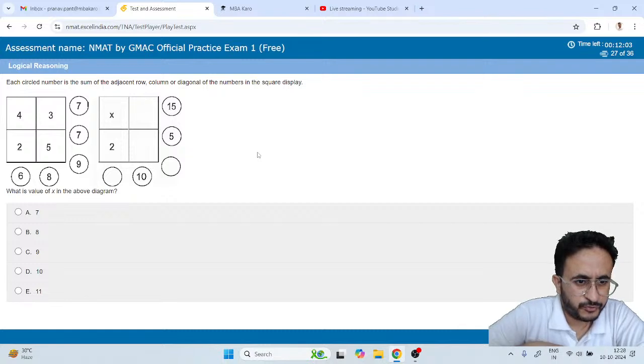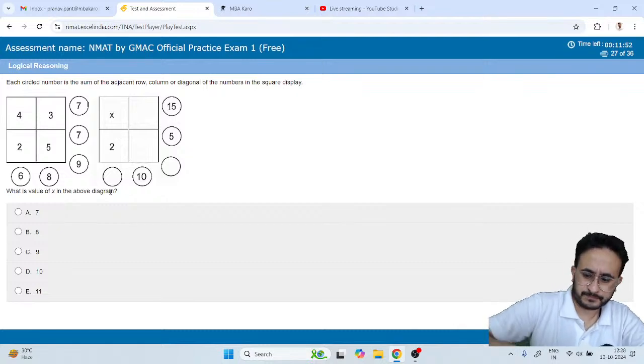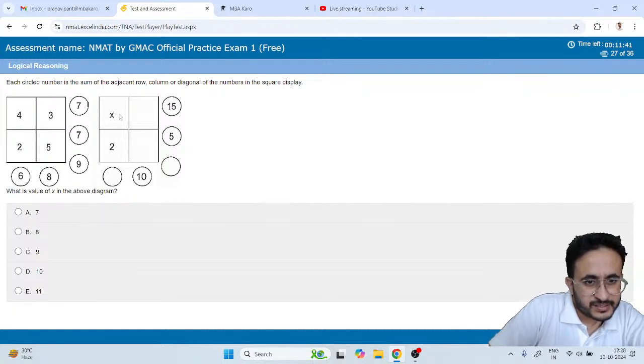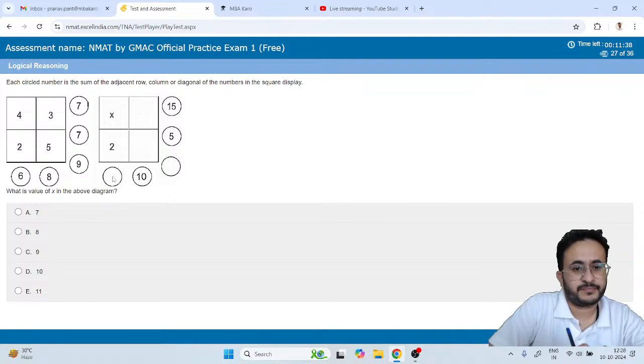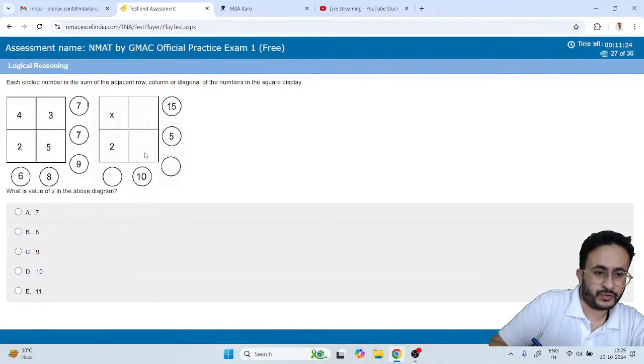X in the above arrangement: 4, 3, 2, 5, 4 plus 2 is 6, 3 plus 5 is 8. We need to add, right? So x plus 2 is 6, so x is 4. No, it does not make sense. Actually, the value is not given, right? So x is not given. You got it. This is 15 and 5. So this value is 2 and 3. And this is 7. So x will be 8. Okay, you can solve this easy one.